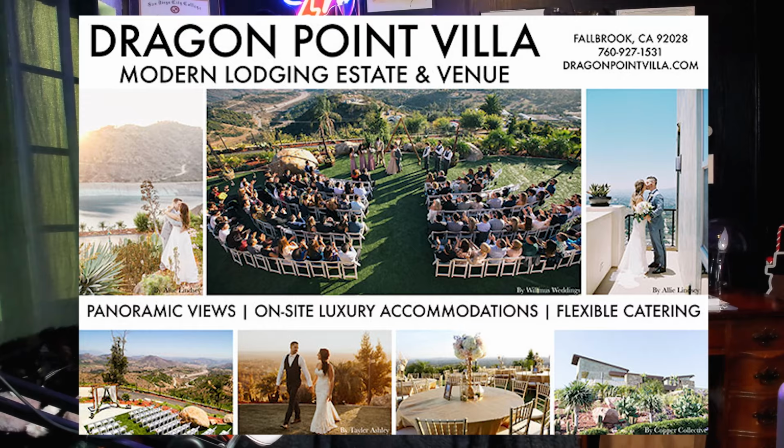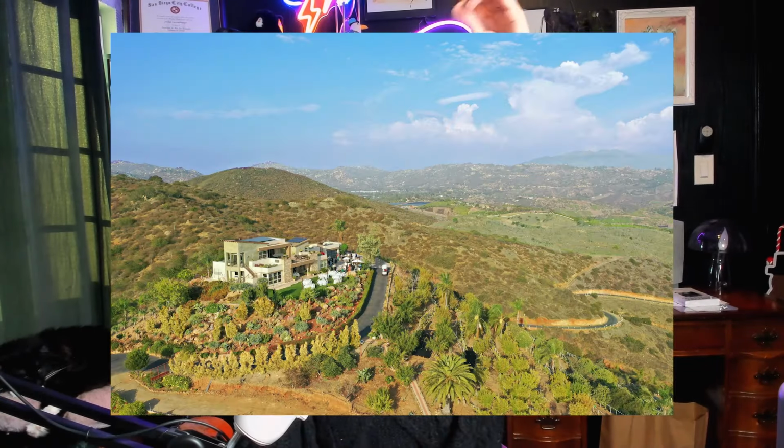The next house we looked at was in Fallbrook, and let me tell you, this place was gorgeous. The only reason we didn't pick it is because it couldn't house as many people as we needed. This one is called Dragon Point Villa, and it is on the tip top of a mountainside and has a beautiful overlook over the city and the freeway, but it's fine. You can't hear anything when you're up there.